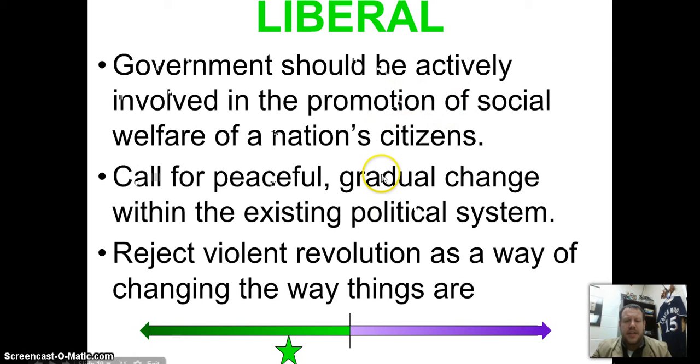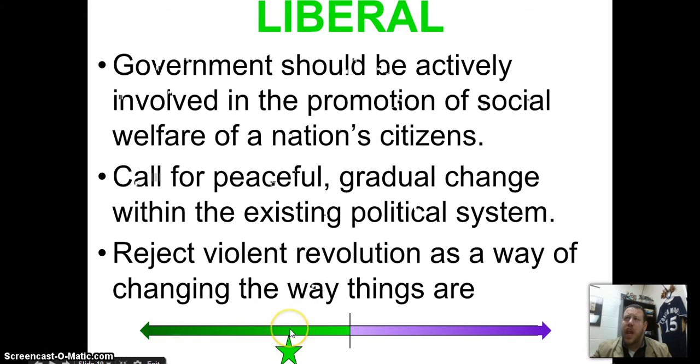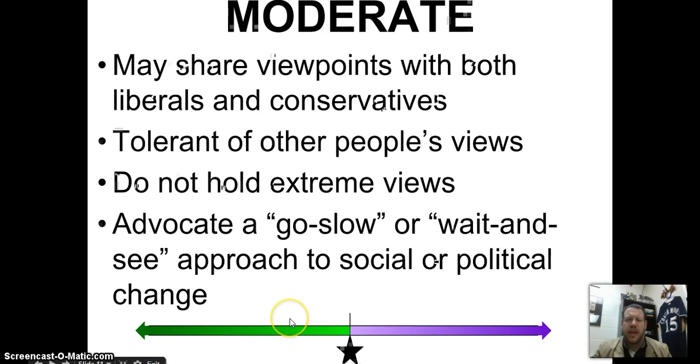The more liberal position says the government should be more actively involved in promoting the welfare of citizens. A good example of this might be Obamacare. The idea of Obamacare: everyone gets health care, everyone gets health insurance. That way you can all take care of health needs if you need it. Then there's peaceful, gradual change within the existing system. They don't want a violent change. And I'm not saying all radicals are violent, by the way, but still, they want to make change, just not as much change. Moderates are right in the middle. They see both liberal and conservative viewpoints.